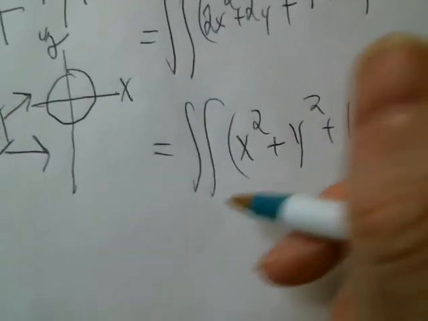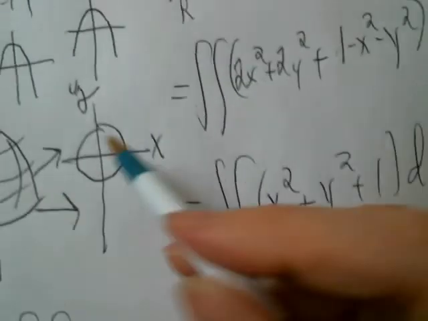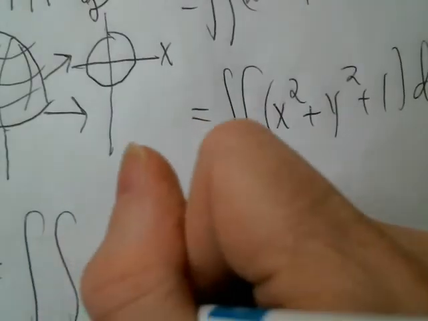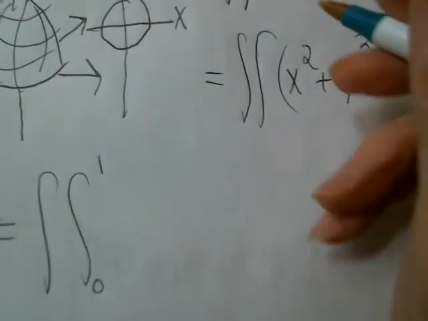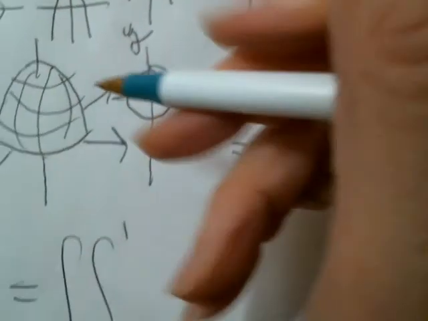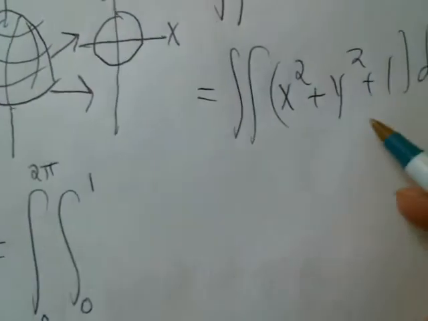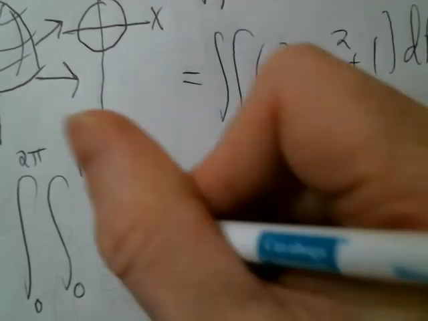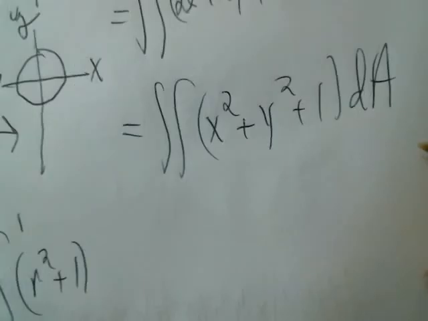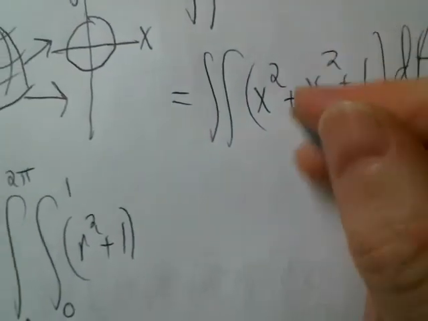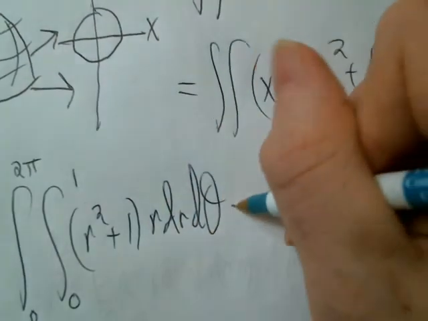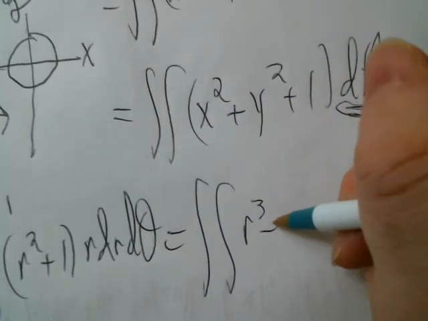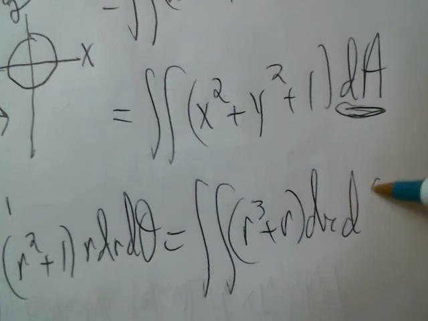And then we're going to convert that into polar coordinates. I'm integrating over this region, so r goes from 0 to 1, and theta varies from 0 to 2 pi. Then I replace all this with r's. x squared plus y squared is r squared, so I replace that with r squared, then plus 1. And I can replace the area element with r d theta. Distribute the r, so r cubed plus r, dr d theta. And I'll take this one home.